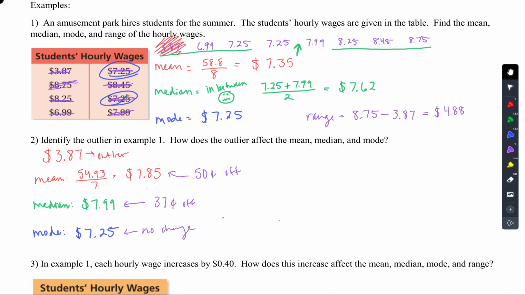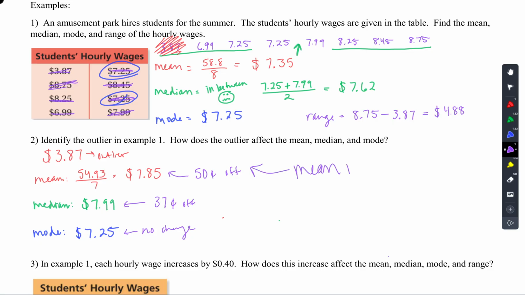The median, I essentially just went over 1, right? Because if I take that one out, I have 3 on this side, 3 on that side, so $7.99. That's 37 cents off. And then the mode was no change. So what you want to notice is that the mode barely changes when you remove an outlier. That one's the least affected, but the mean is the most affected.